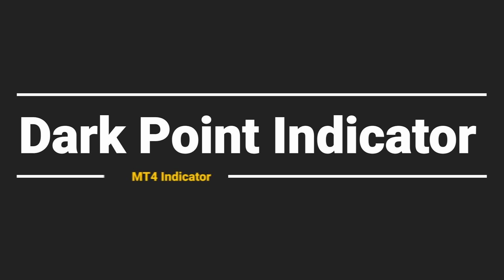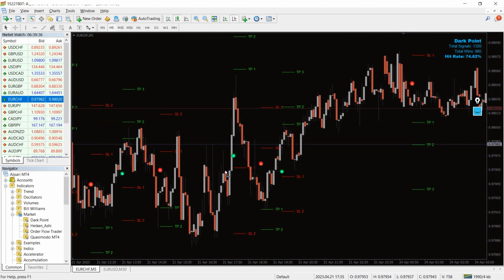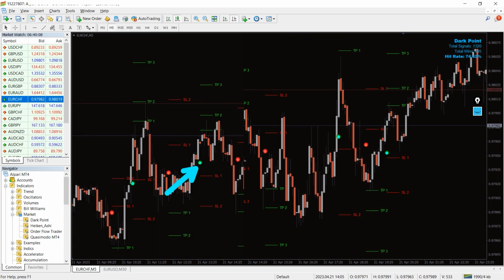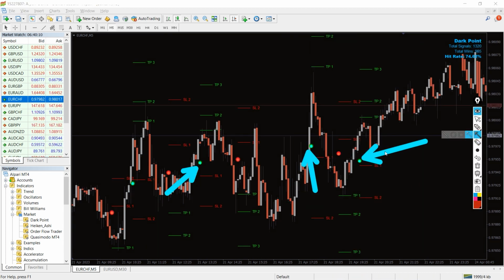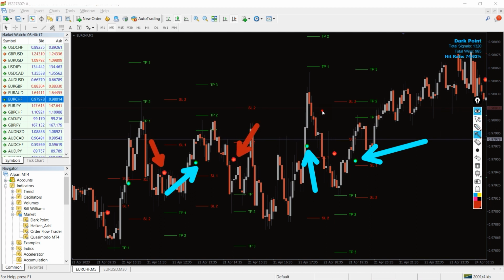So, how to trade with the dark point indicator? As you can see on the chart, the indicator plots bullish and bearish trend signals using green and red dots on the price chart. After the indicator confirms a trend direction, it automatically determines possible take profit zones and stop loss limits. The green horizontal levels show the projected target of the potential trade setups.